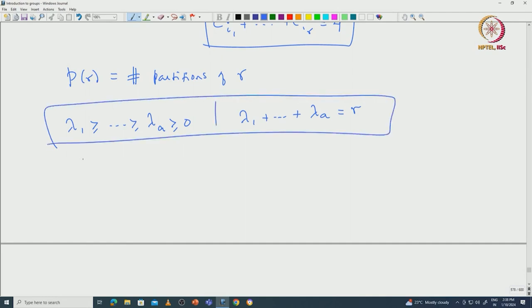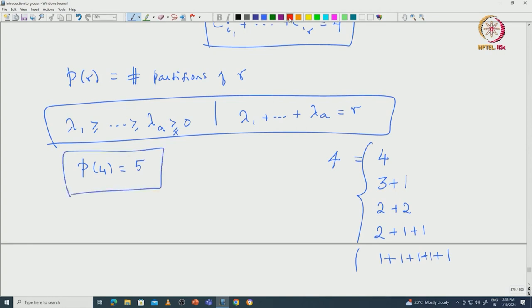Okay, so let's do one example. Let's compute what is the partition of 4. If you take 4, you want to write it as a sum of some smaller numbers. Then you can see that this 4 can be written as 4, and then as 3 plus 1, and then as 2 plus 2, and then 2 plus 1 plus 1, and then 1 plus 1 plus 1 plus 1. So there are 5 ways you can write 4 as a sum of smaller numbers, in decreasing order. So the partition of 4 is nothing but 5. Both these conditions should be satisfied.